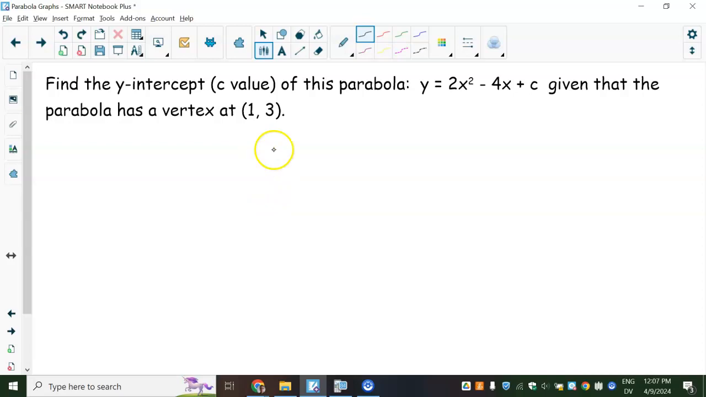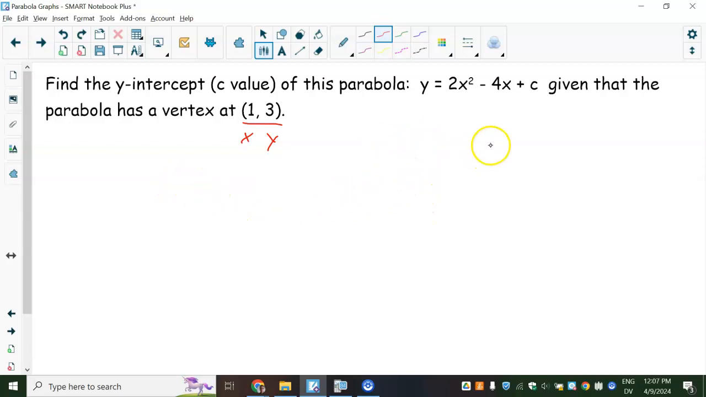Okay, next up, this one's a pretty advanced one. We're trying to find the y-intercept given that the vertex is at 1, 3. And the only hint I'm really going to give you here is that this is a point that's on there. So maybe pause the video and give this a shot.